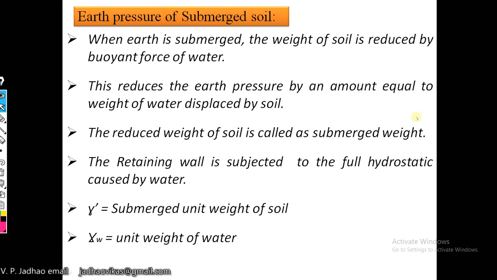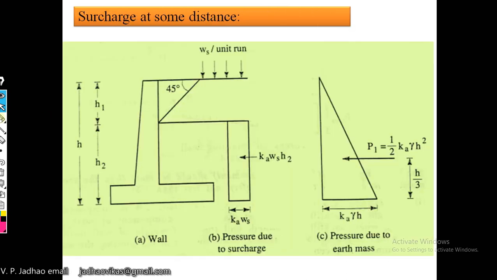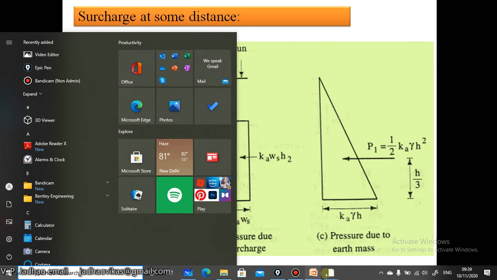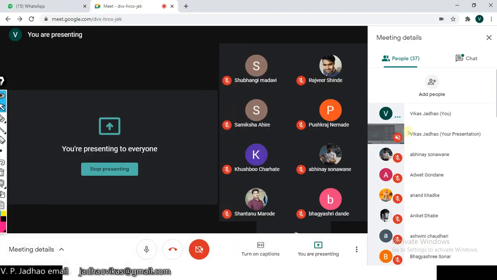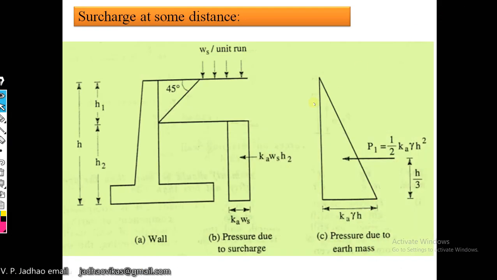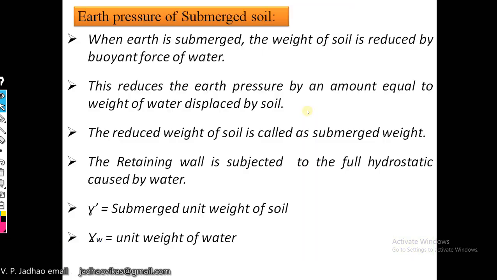Now again, the pressure intensity will be different if we have some submerged soil. If there is some submerged soil mass, what will happen? There will be a reduction in the weight of the soil mass.